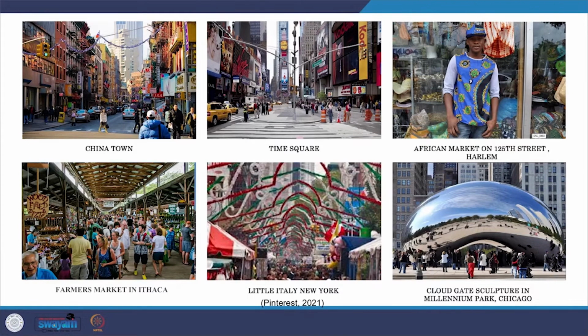Some of the international examples I quote here include Chinatown, Little Italy, Times Square, African Market in New York, Farmers Market in Ithaca, New York, and Millennium Park in Chicago. So here you can see the range of cultural products and processes at the city level through few international pictures. And probably you can think of cumulative image of these cities.